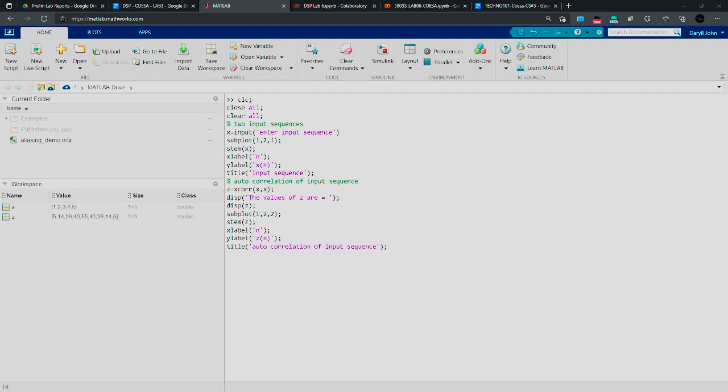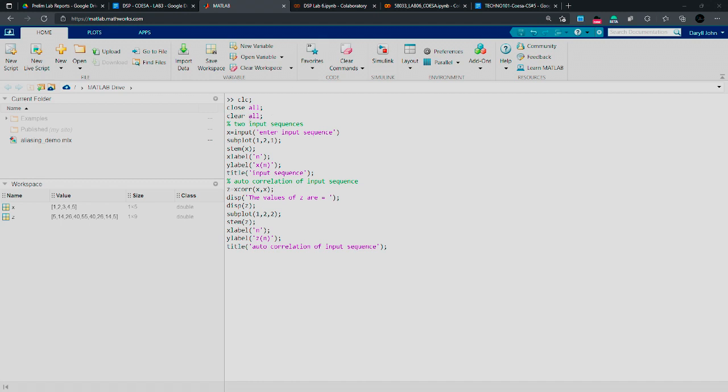In this video, we'll talk about the autocorrelation function of a ramp sequence for 0 less than n and less than 6. So what we'll do here is input an array containing all the numbers that are greater than 0 and less than 6. Those numbers are 1, 2, 3, 4, and 5.